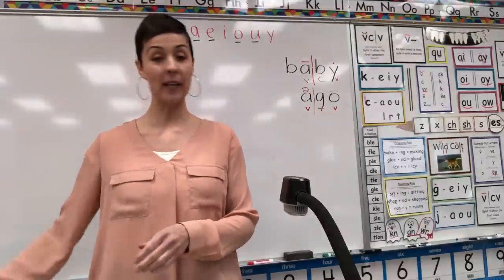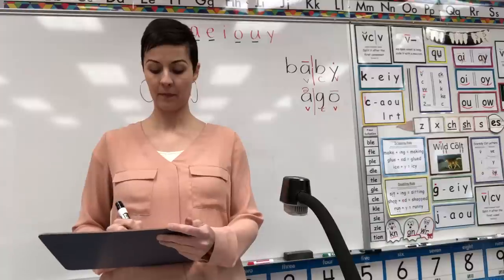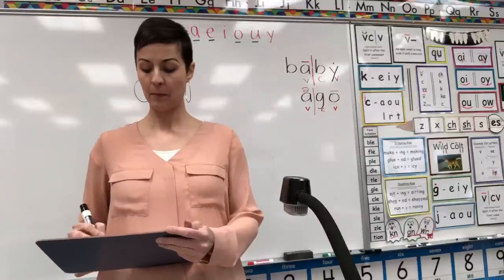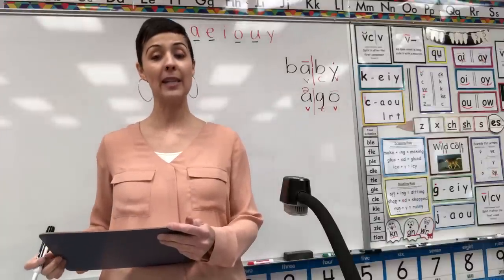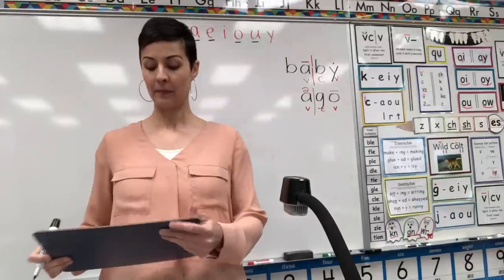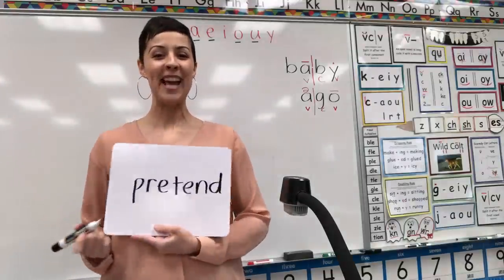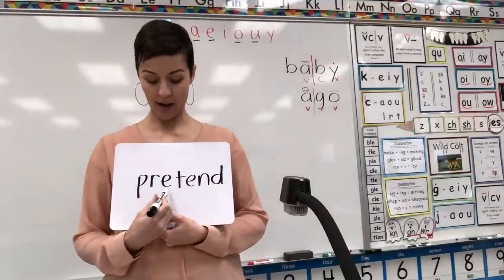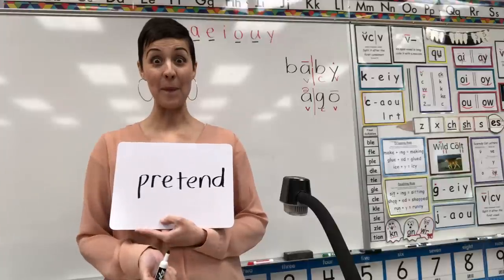Add your next syllable, make it say pre-tend. And then code it. Don't forget to code it. Pre-tend. Okay, can we check it? Pretend should be P-R-E-T-E-N-D. Did you get it?